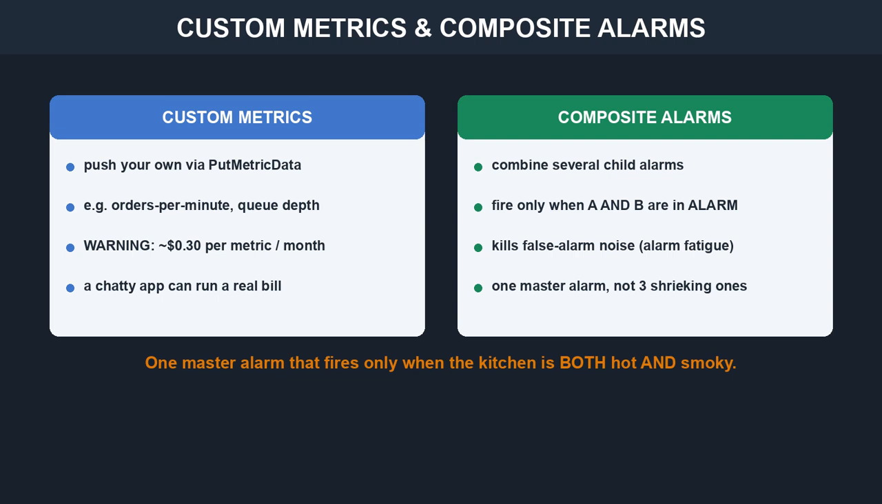Second, composite alarms. Instead of 3 separate detectors all shrieking at once, you build one master alarm that fires only when, say, high CPU and a high error rate are both happening together. That's the cure for alarm fatigue, one alarm that triggers only when the kitchen is both hot and smoky.